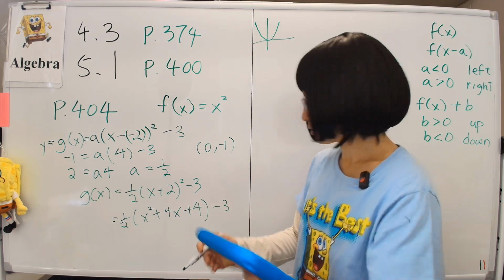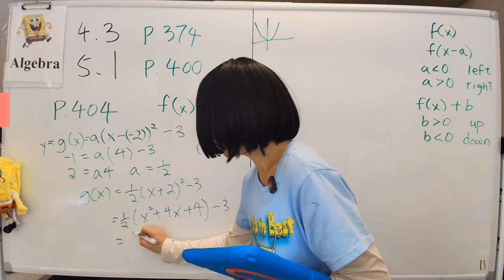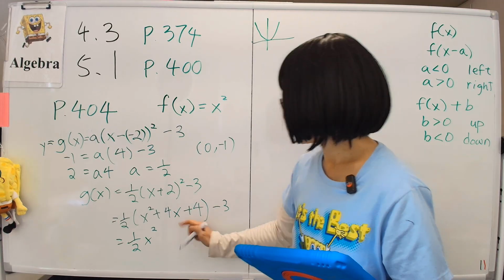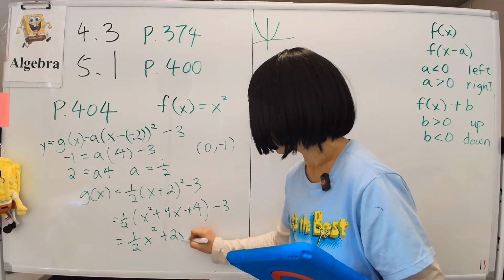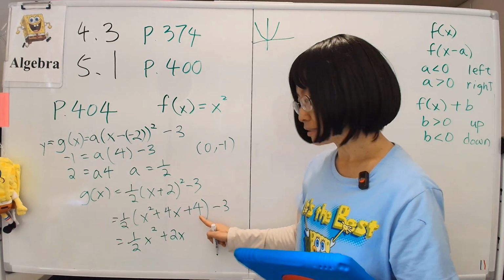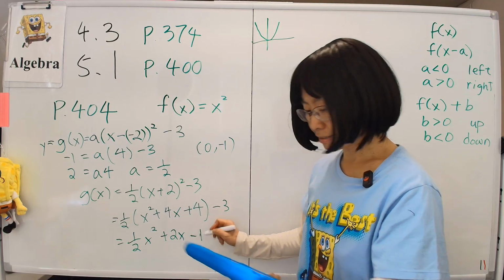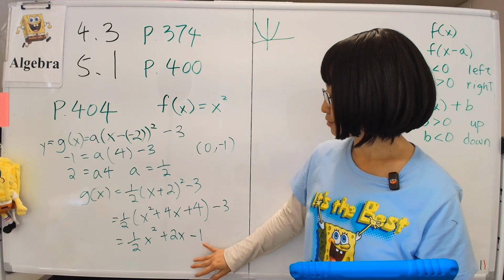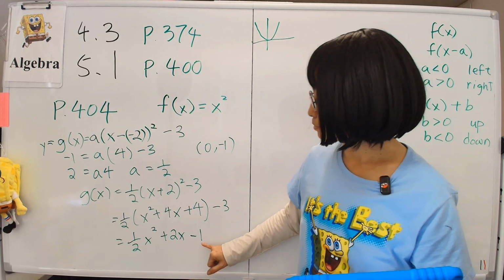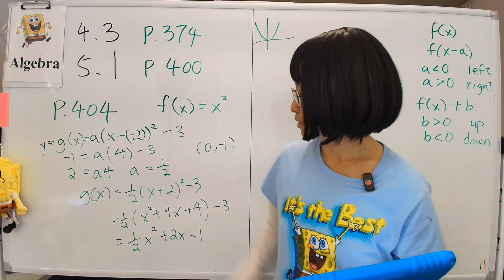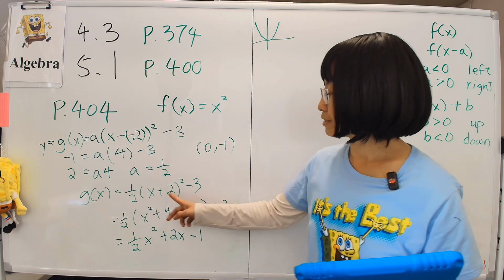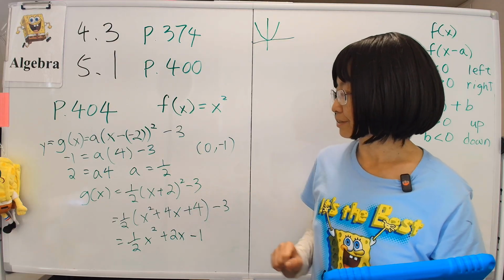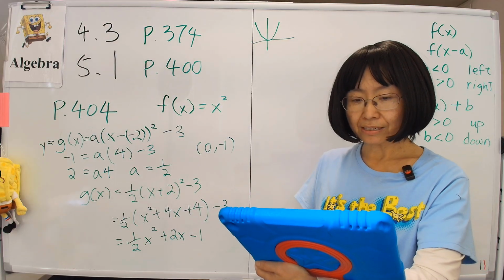which is going to be 1/2 x squared plus 2x, and then 2 minus 3 is minus 1, and that should be it. So that is the equation of the graph in polynomial form. Polynomial form just goes number times x squared. Standard form, they write it this way so that you can see the vertex at a glance. The vertex is (-2, -3). Okay, so that is example 2.